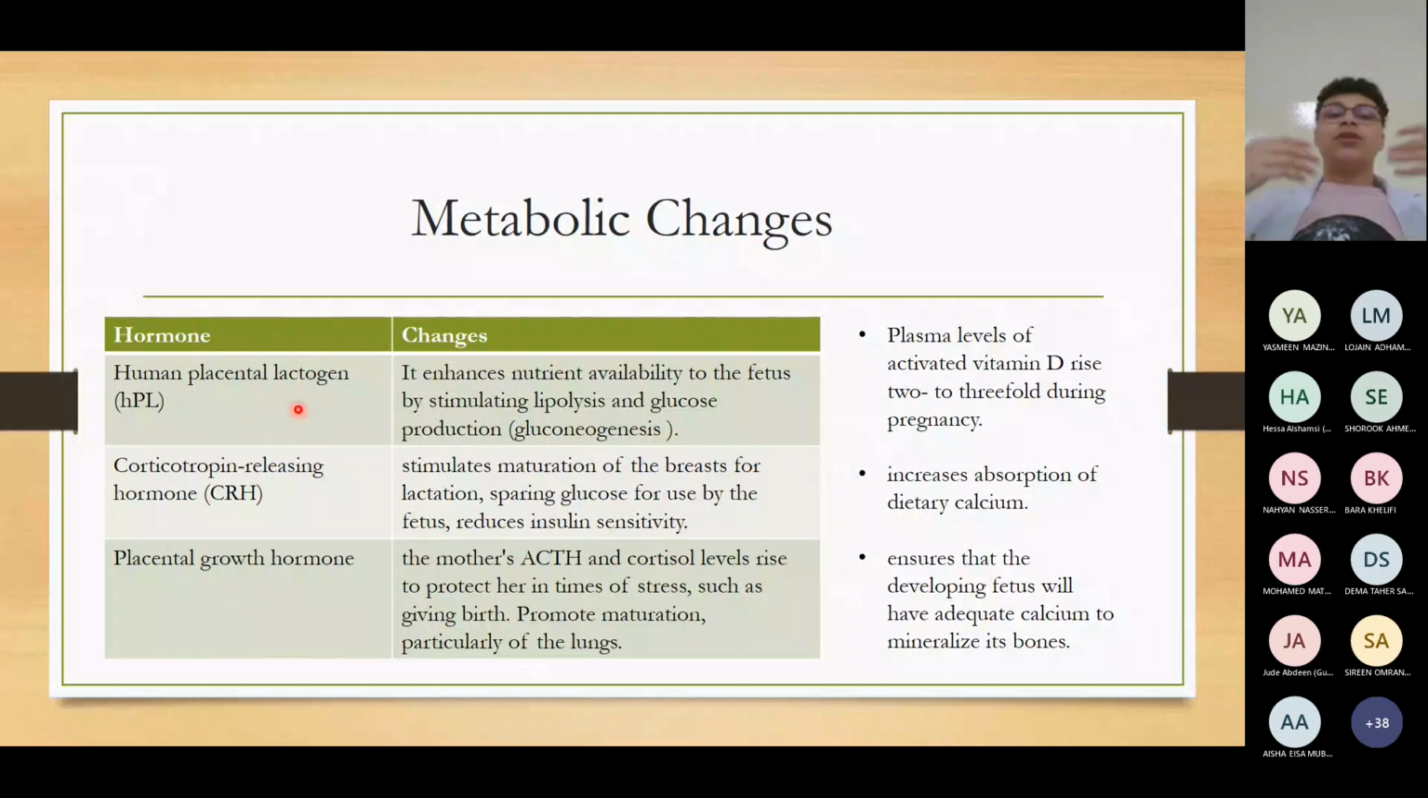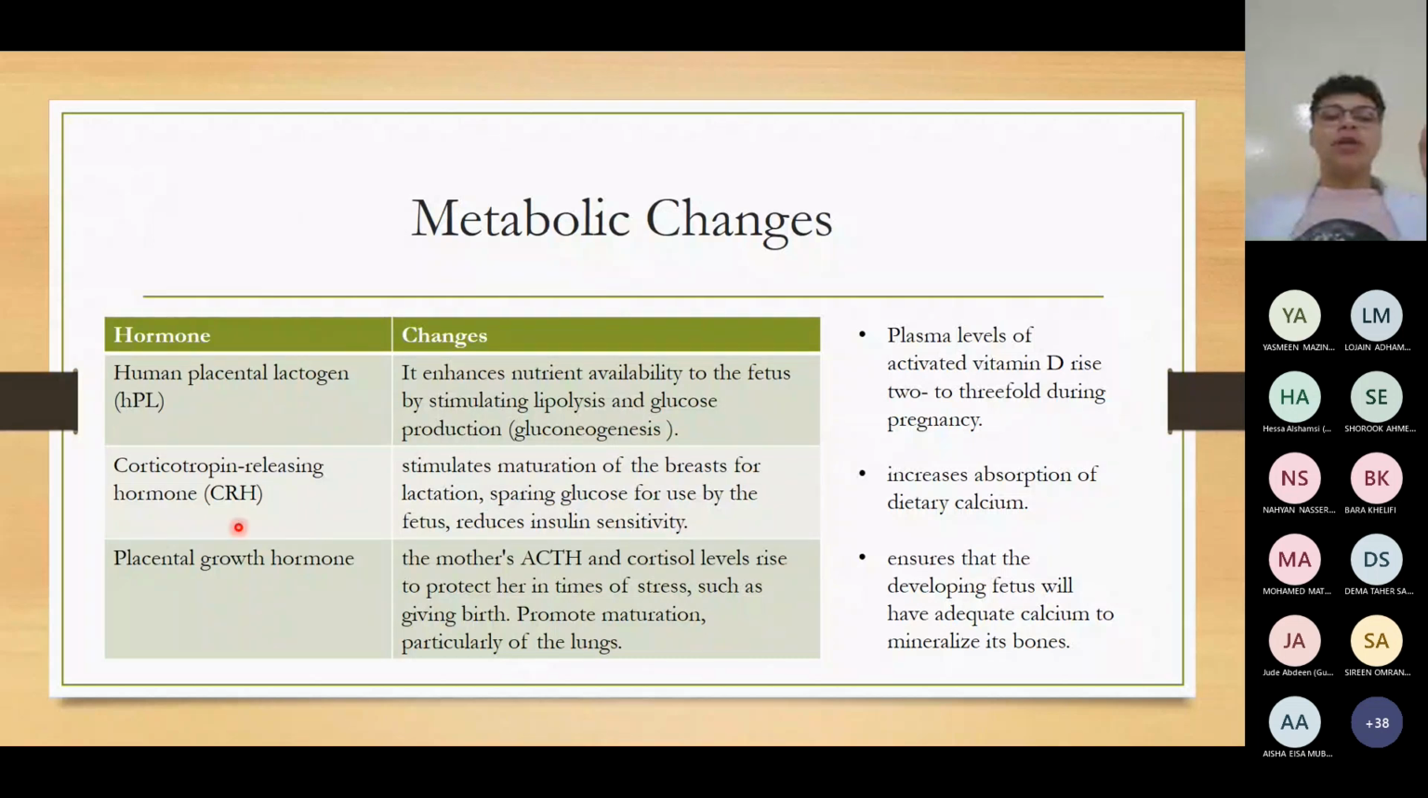And also for the glucose, we need a lot of glucose for the mother. We need energy for the mother. So the glucose production is also going to be done by the human placental lactogen. Do you need to know more than this? I don't think so. Just remember lipolysis and glycogenesis. These are very important things. And obviously you need to remember that it plays a very important role in the lactation.